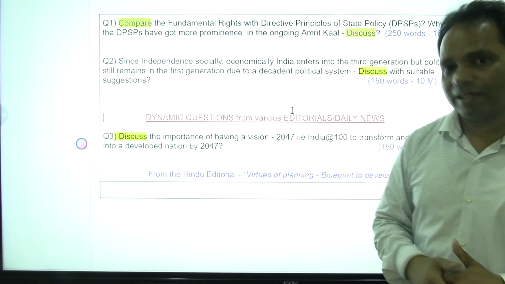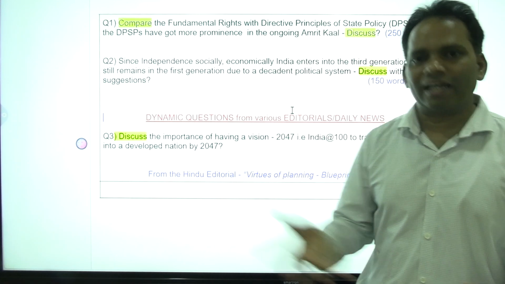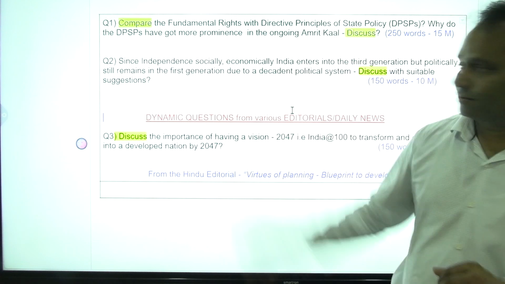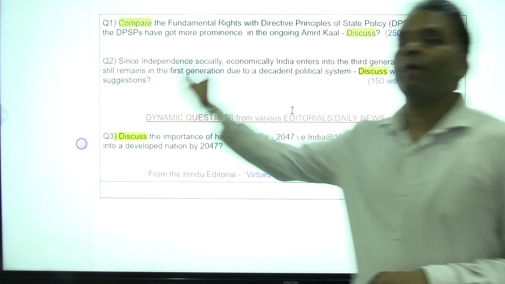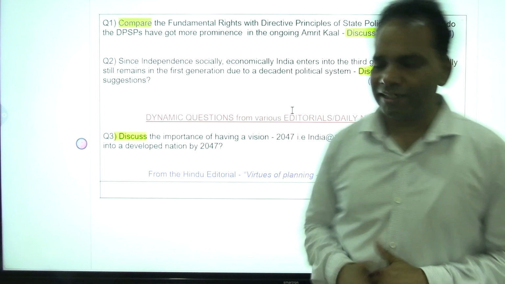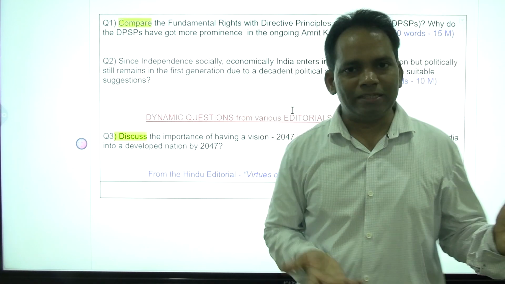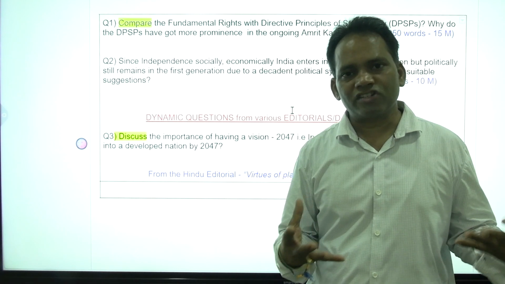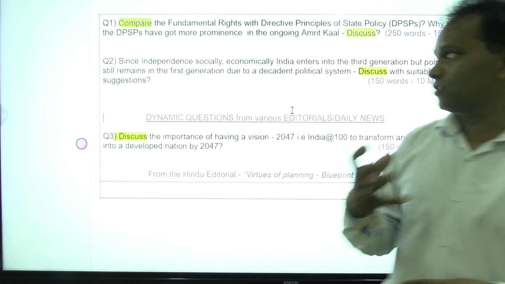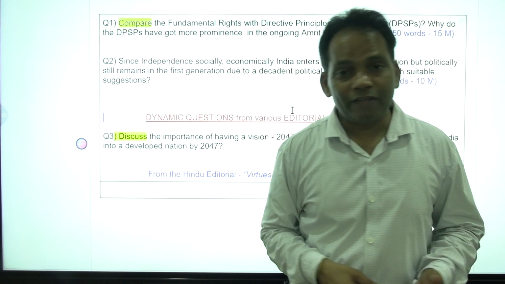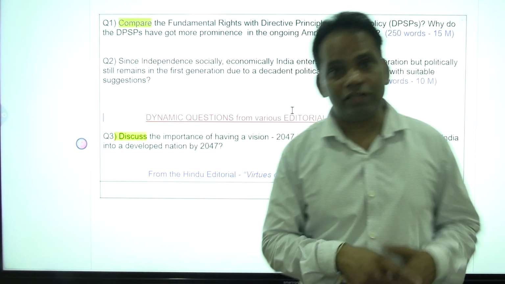What do you mean by third generation? Around 75 years, each generation around 25 to 30 years. Third generation means socially India transformed a lot. Look at India at the time of independence: it was a joint family system, caste domination was so high, a traditional society. Now look at it after 75 years of independence, now in 2022.